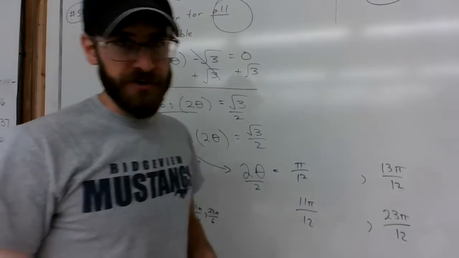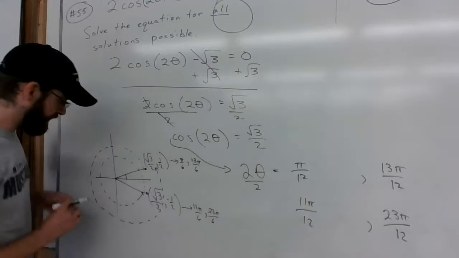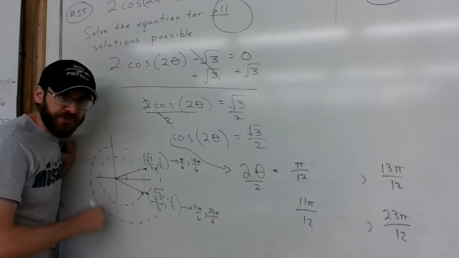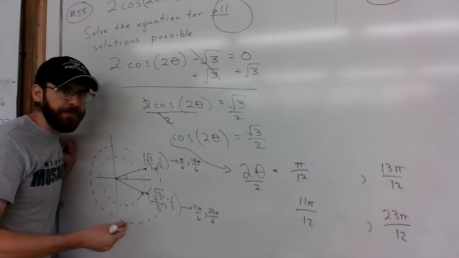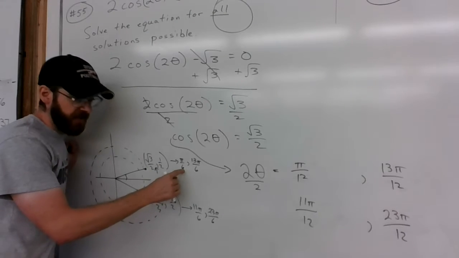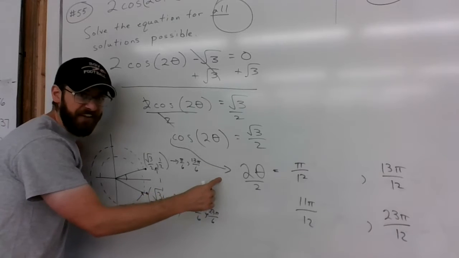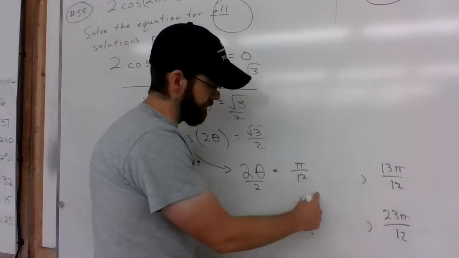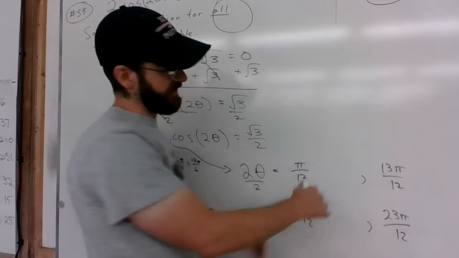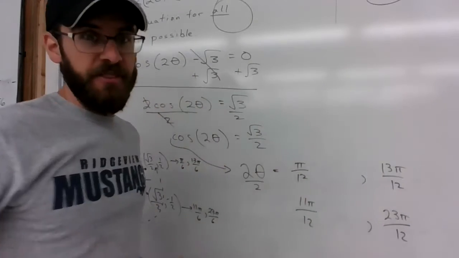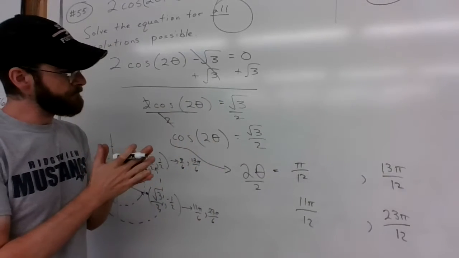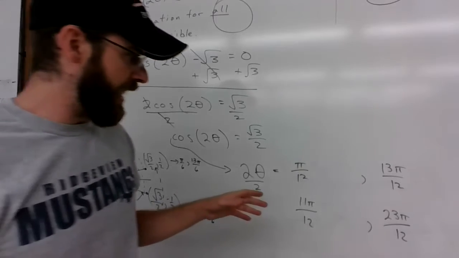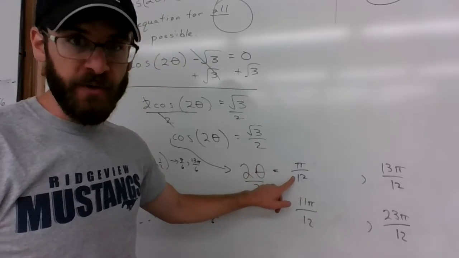What does it mean for all solutions? Well, there is an infinite number of times you can rotate around this unit circle to talk about solutions that would be equivalent to pi over 6, and 13 pi over 6, and 25 pi over 6, and 37 pi over 6, and 49 pi over 6, and so on and so forth. There's an infinite number of solutions. So we got to ask ourselves, how can we take into account the fact that pi over 12 is not the only one of its kind?